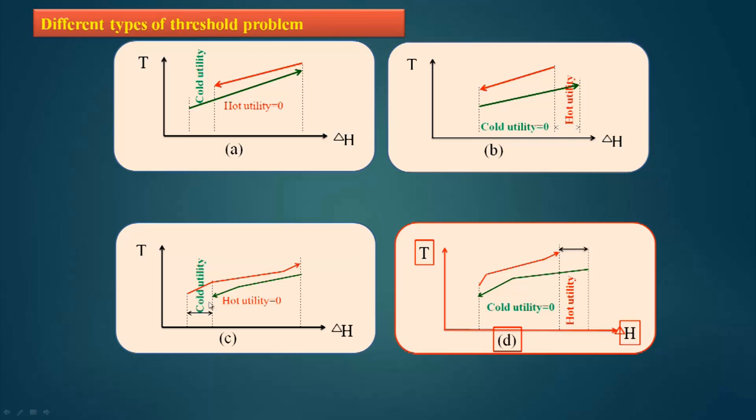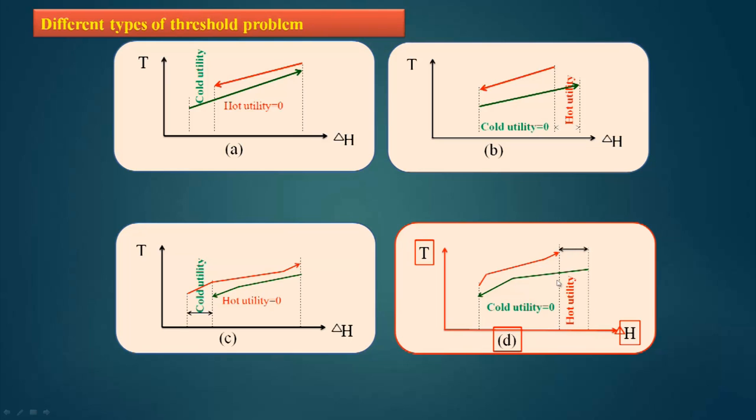In this case, we see that there is a cold utility demand and here the hot utility requirement is 0, but the delta T minimum at this end is not minimum, it is minimum somewhere at this point. Similarly, there can be a case when the cold utility demand is 0, but the delta T minimum available here is not the minimum. The value of delta T minimum varies from this to this, but there is a hot utility demand here.